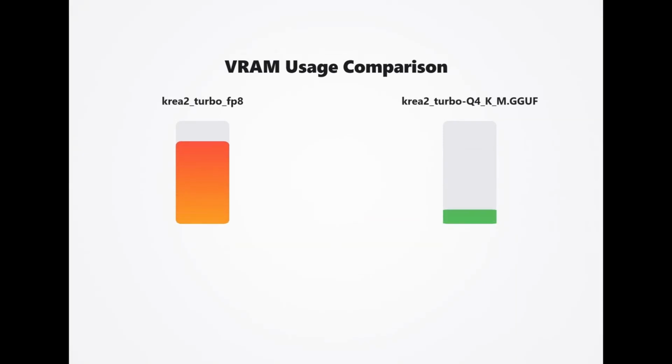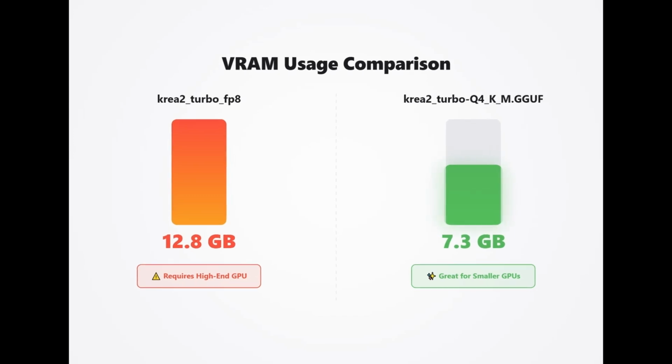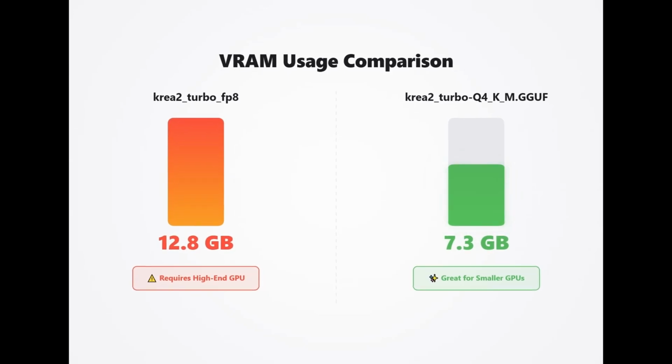Alright, so you want to run the new Krea-2 Turbo locally, right? Well, there's a massive catch: VRAM. If you grab the standard FP8 version, it's a real VRAM hog. It devours 12.8 gigs of VRAM, meaning you basically need a high-end studio GPU just to get it started. But check this out, if you switch over to the optimized GGUF version, the file size literally collapses. It drops all the way down to just 7.3 gigs. And that is a total game changer.